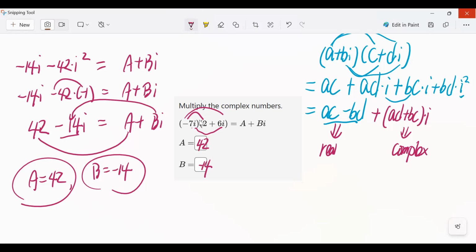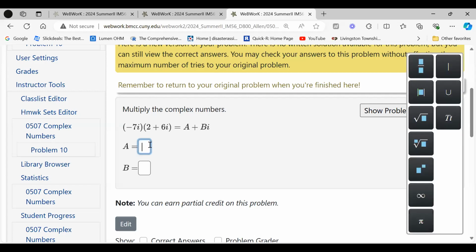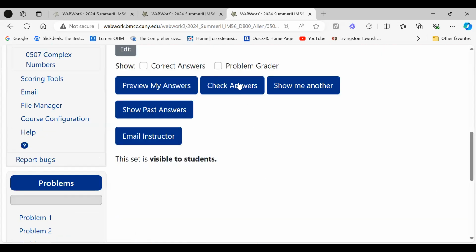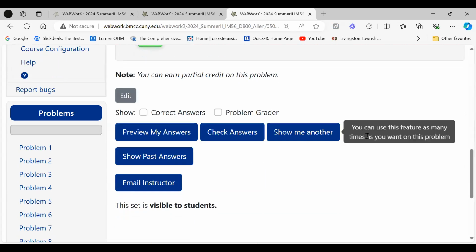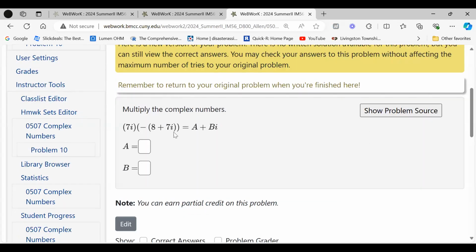Any questions about this? 42, -14. All right, so you guys try another one, a similar one. Okay, let's try this.